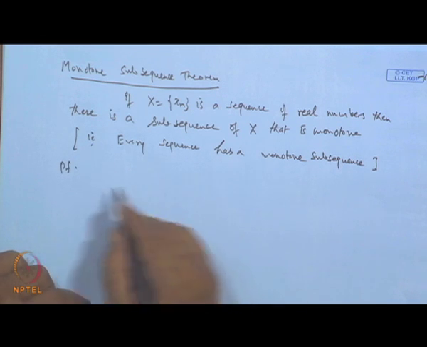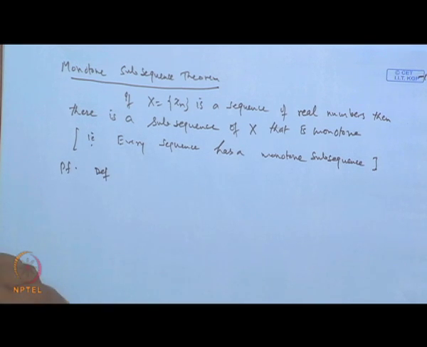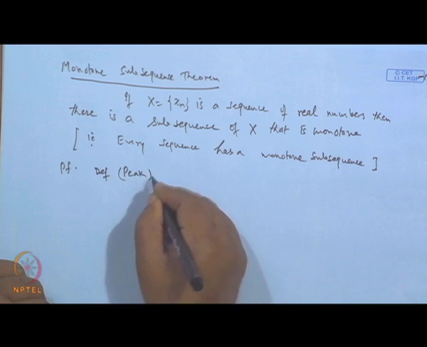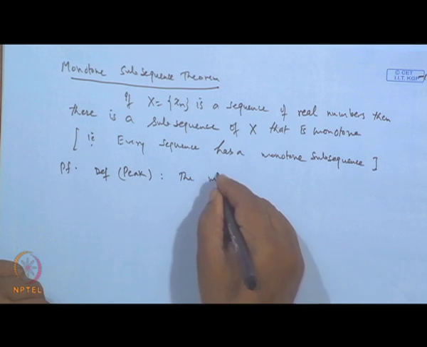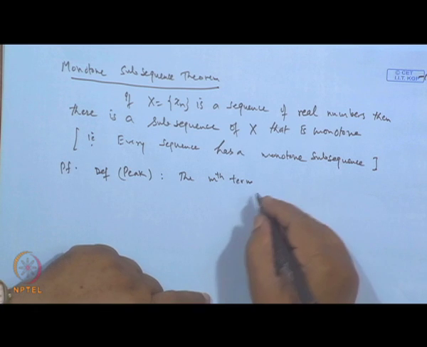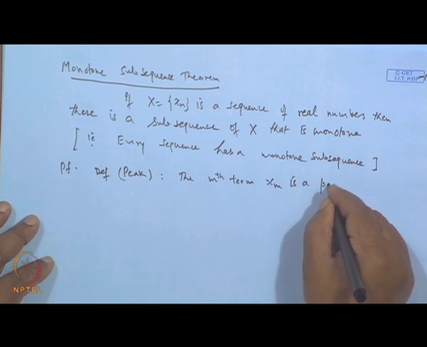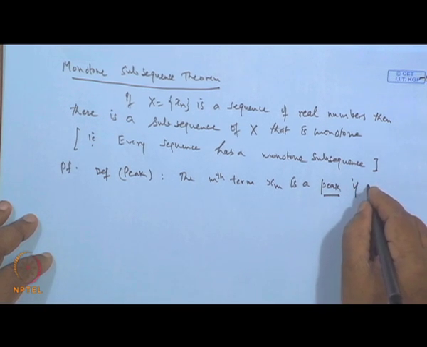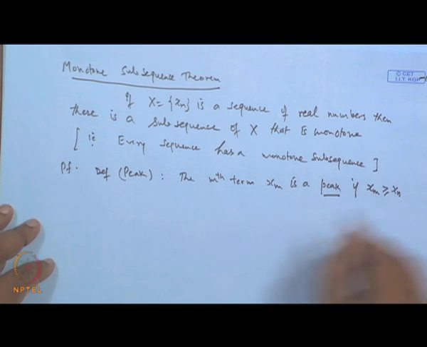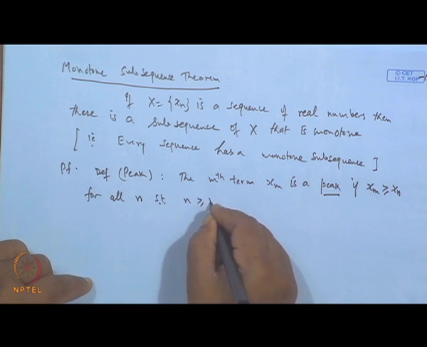Let us see, suppose we have terms x 1, x 2, x n. Let us define a term which we call a peak. The mth term x m in the sequence x n is a peak if x m is greater than or equal to x n for all n such that n is greater than or equal to m.